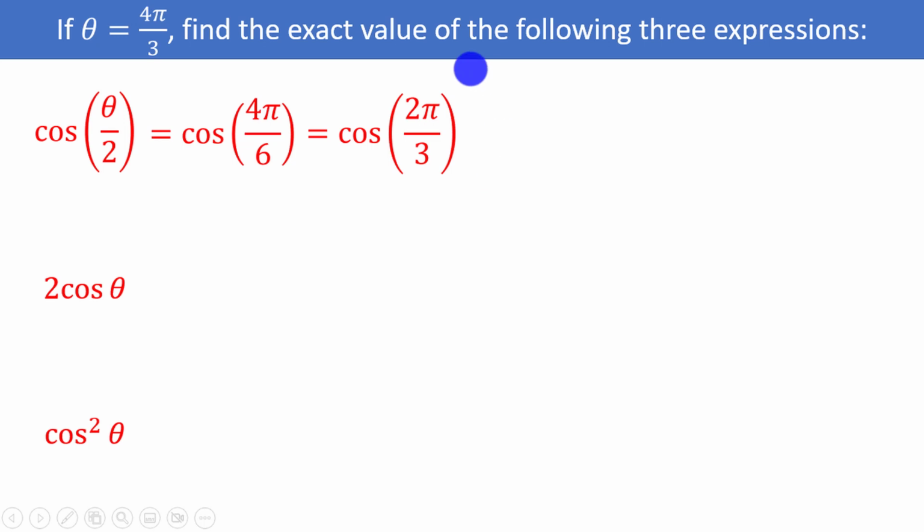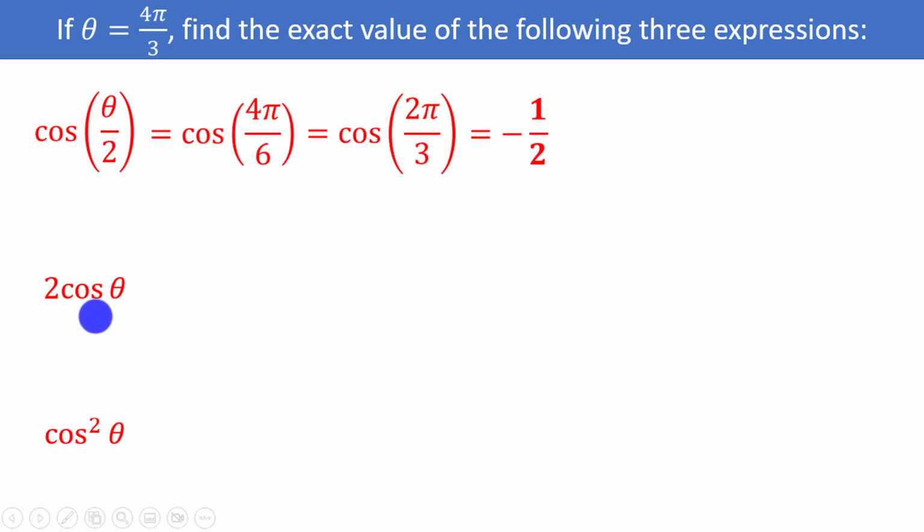Now, I'm not going to pull out the unit circle here, but maybe you can envision it in your head. The reference angle for 2 pi over 3 would be just pi over 3. Cosine of pi over 3 is 1/2, but 2 pi over 3 is in quadrant 2, where cosine would be negative. So cosine of 2 pi over 3 is negative 1/2.